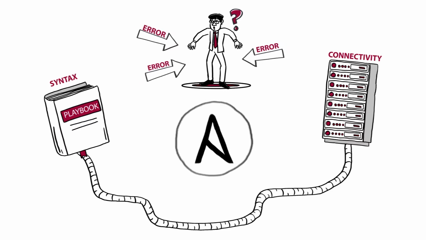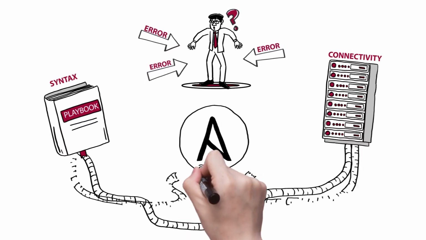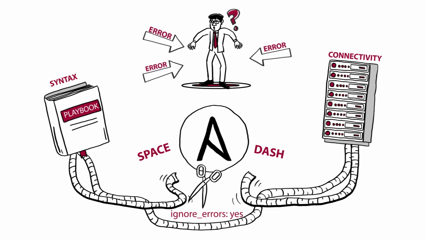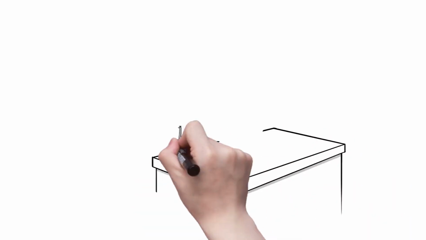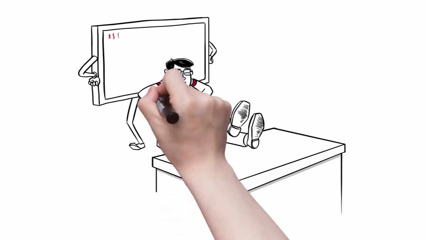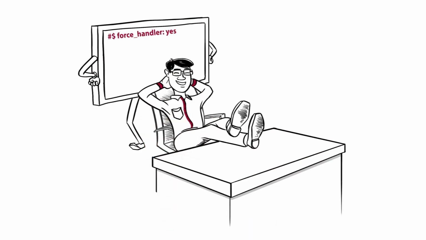By default, Ansible stops execution at failure. Add an extra space or dash at the wrong place and it refuses to process. In a simple playbook, ignore_errors: yes gets things moving. However, that isn't enough to force the execution of playbooks with handlers. For that, you must use force_handlers: yes.